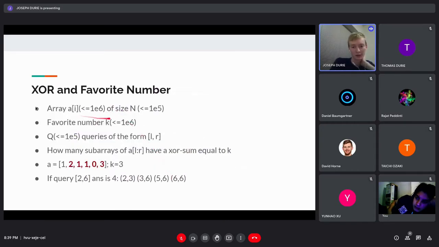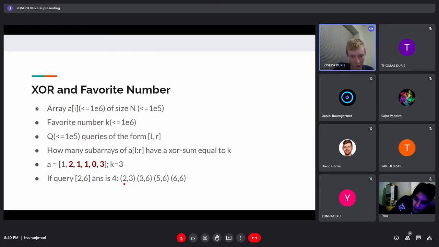Okay. So we have an array of size n, and you have some favorite number k, and once again, we have q queries in the form l r. And these queries are going to be a little bit different. So we want to know how many subarrays of this subarray have an XOR sum equal to k. So you're kind of doing subarrays of subarrays here. So if this is your subarray, the highlighted part here, there are four subarrays that XOR to 3.